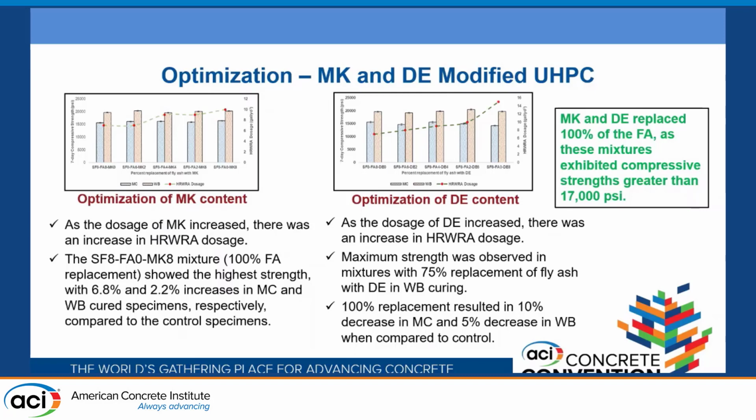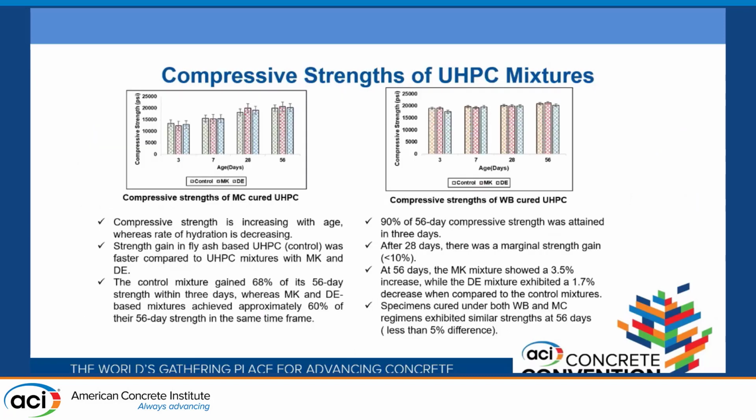In DE-modified UHPC, the highest compressive strength was achieved when cured under WB at 75% replacement level, but at 100% replacement level when cured under WB, the compressive strength was 19,690 psi. Therefore, it was opted as our final mixture for further investigation because our goal was to replace fly ash completely.